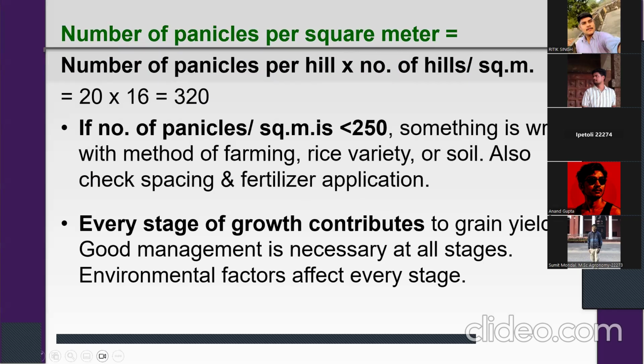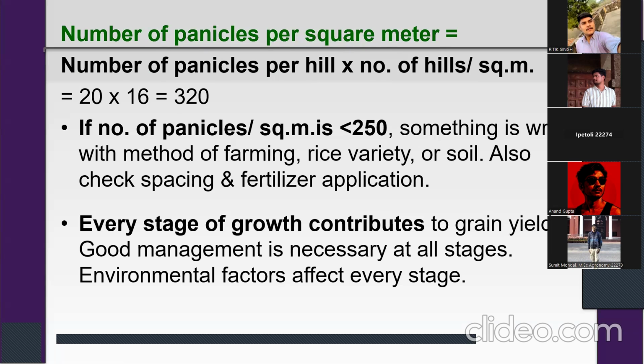So number of panicles per square meter is equal to number of panicles per hill into number of hills per square meter. The number of panicles per hill is given to us as 20, and we know the number of hills per square meter is 16. So therefore 320 is the number of panicles per square meter. Similarly, this 320 can be converted into hectare also. In 1 hectare, how many panicles will be there? Simply by multiplying it by 10,000.